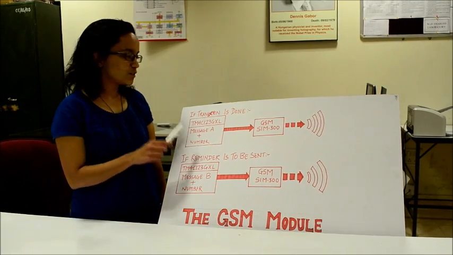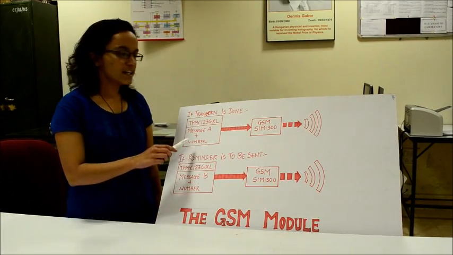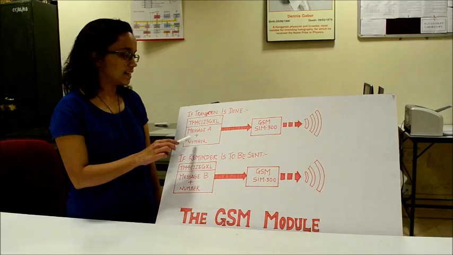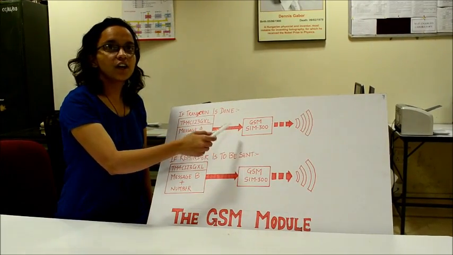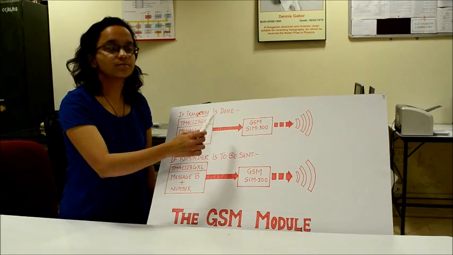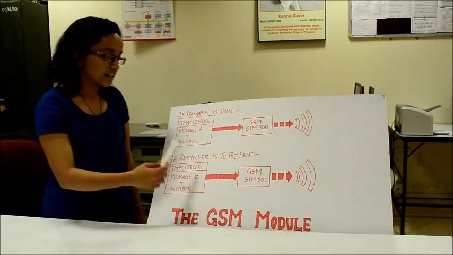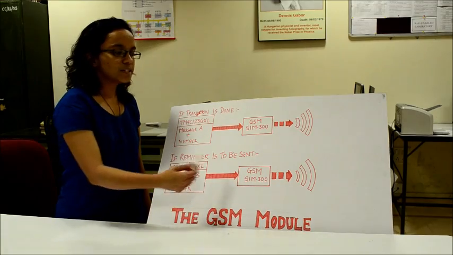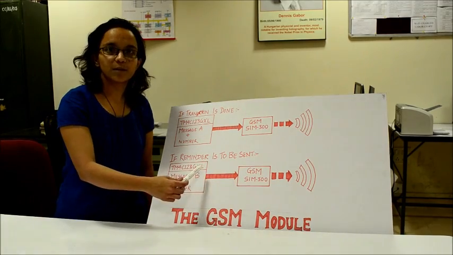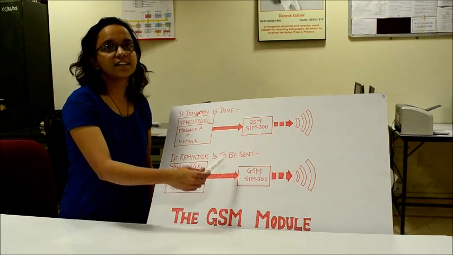If the transaction of the medicine is done, then the message A plus the number will be sent by the programmed TIVA microcontroller to the GSM module, and the GSM module then sends the message to the mobile. And if the reminder is to be sent, then the message B and the number will be sent to the GSM module by the programmed TIVA microcontroller, and it is sent to the mobile.